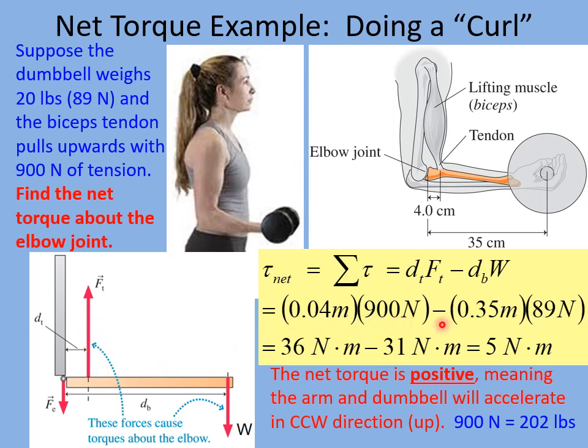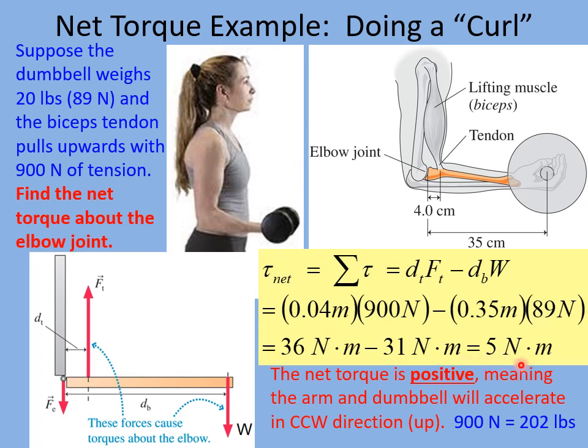times the tension in the muscle, which was given as 900 newtons. And then we subtract, because this is a negative torque, 0.35 meters. We were given that this distance here is 35 centimeters from her elbow to her hand. So that's 0.35 meters. And then remember the 20-pound weight, I converted that to newtons. It has a weight of 89 newtons. That's the downward force. So this upward torque is 36 Newton meters. The downward torque was 31 Newton meters. So when we subtract them, we end up with a net torque of 5 Newton meters.